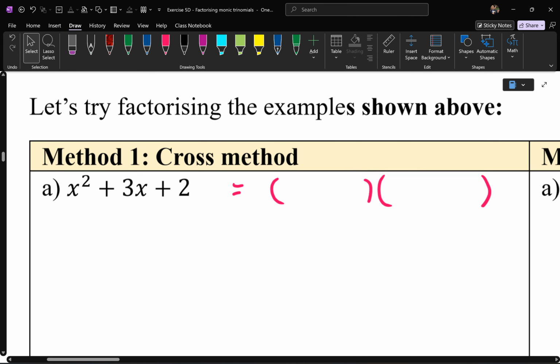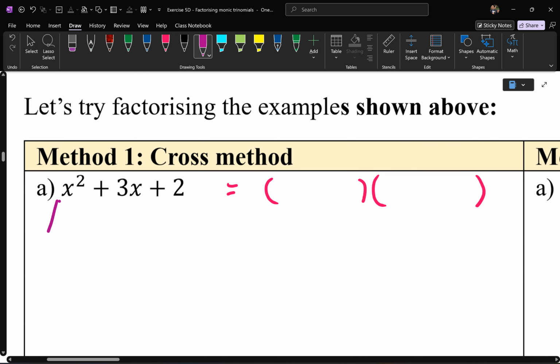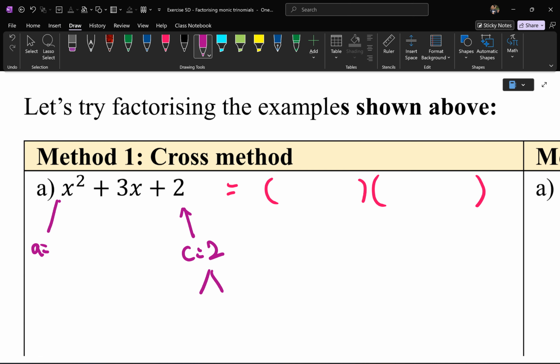With the cross method, you have to look at the factors of A, and you look at the factors of C. C is currently 2. So what are my factors? What are my two pairs? Give me two numbers that multiply to give you 2. 2 and 1. So you only have 1 and 2. Now I like to write them in pairs, so I write them in a row like that.